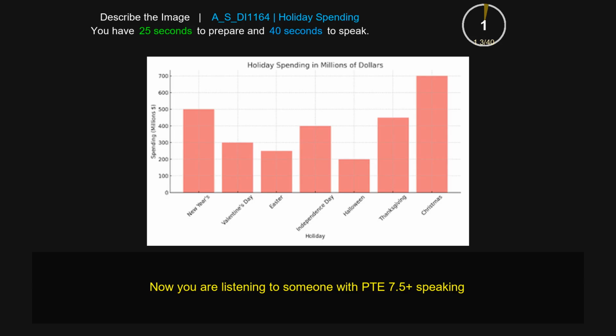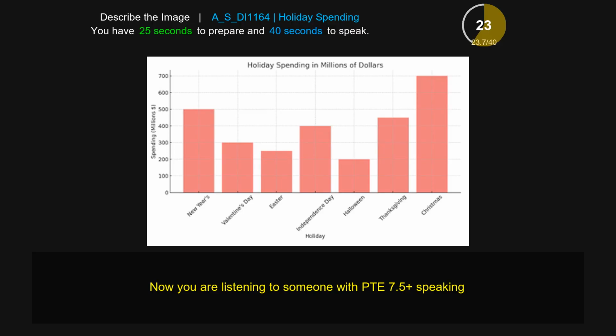The given image is a bar chart that provides the important details about holiday spending in millions of dollars, including New Year's, Valentine's Day, and Easter. According to the image, we can see that the highest number belongs to Christmas, which is nearly 700. However, the lowest number belongs to the New Year, which is about 300.